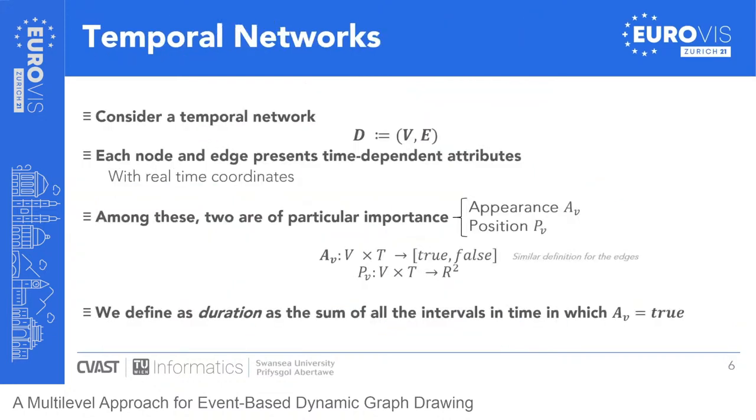To overcome this limitation of time slicing, temporal graphs were introduced. Each node and edge presents time-dependent attributes with real-time coordinates. Among these, two are of particular importance: appearance, which is a function in time that yields true every time a node or an edge exists, and position, which is another function of time that defines the position of the node in the plane or in space. We define as duration the sum of all intervals in which appearance yields true.